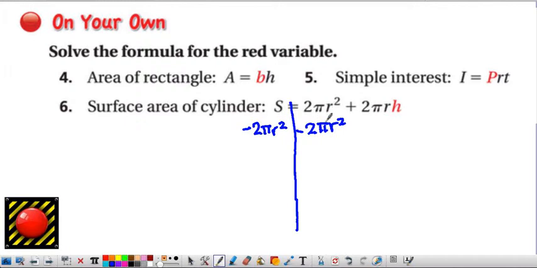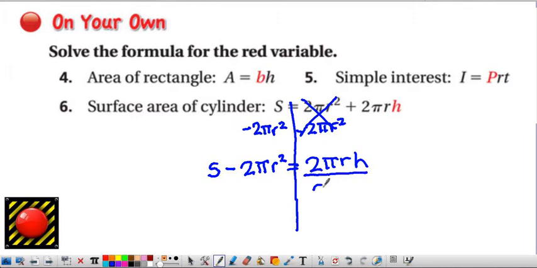2 pi r squared minus 2 pi r squared is 0, and that leaves us with 2 pi r h. We can't combine these terms over here because they're not like terms, so we're left with S minus 2 pi r squared. We're solving for h because that's our red variable, so we don't want to divide by 2 pi r.